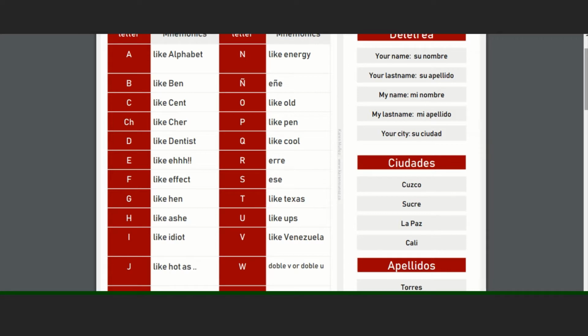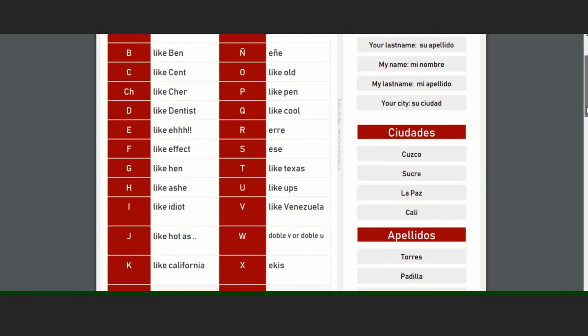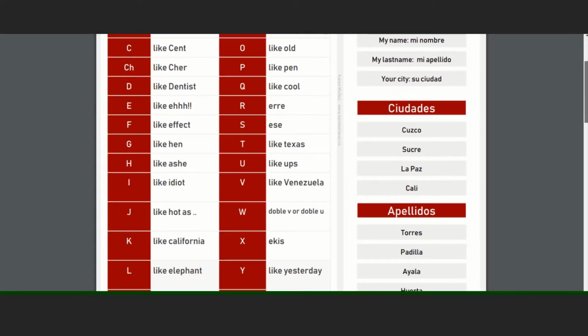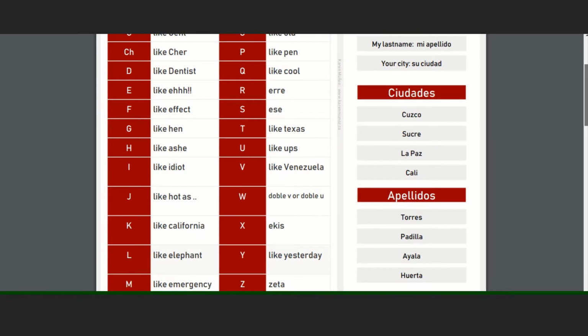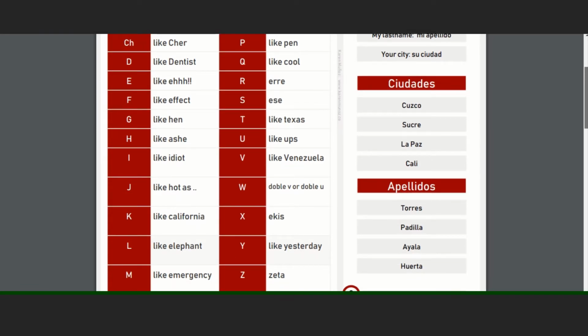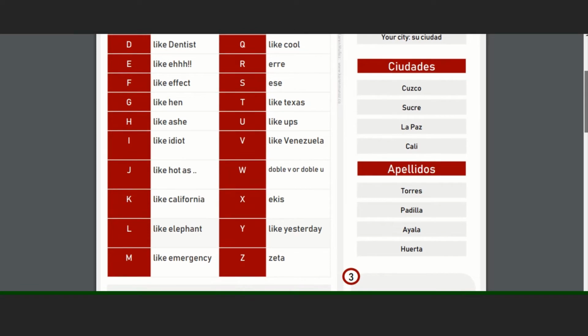D, like dentist. E, like when we are very happy, we say, we won. F, like effect. He, like hen. H, like H. There's not actually a very, very similar word in English. But if you know one, please let me know in the comments. E, like the beginning of idiot.